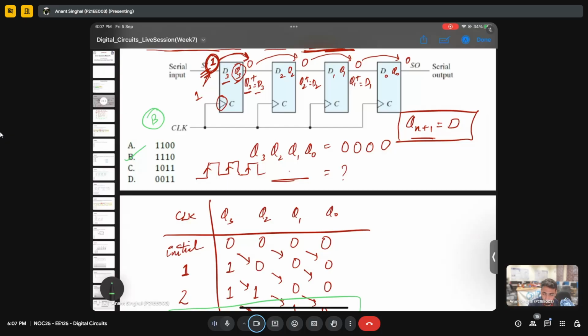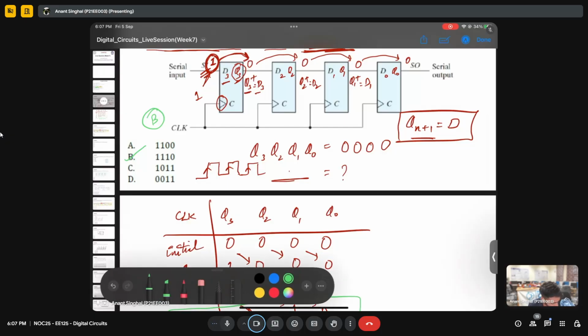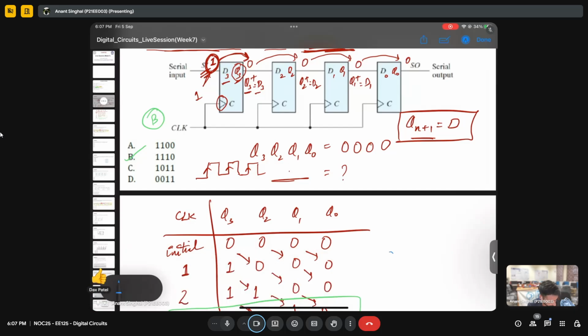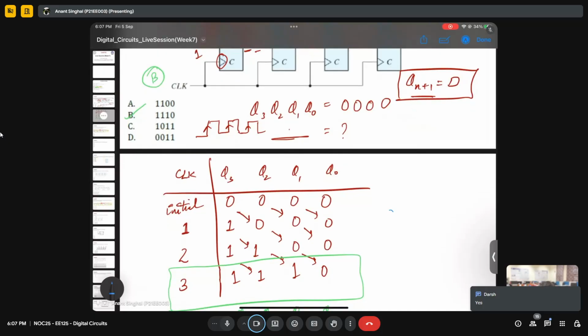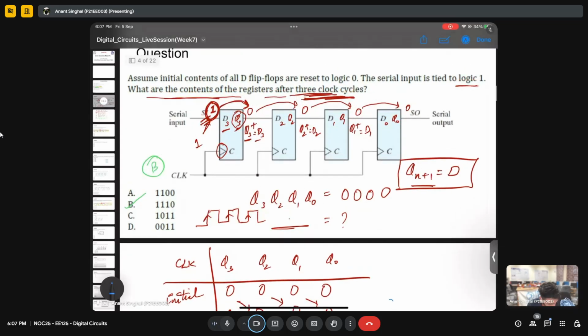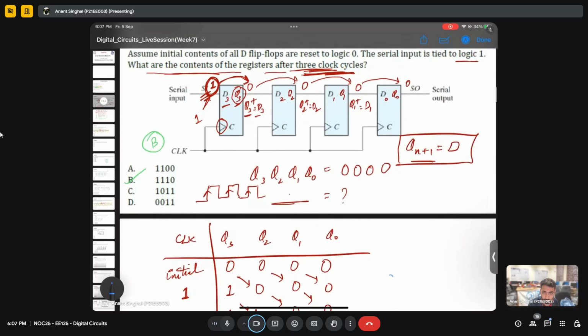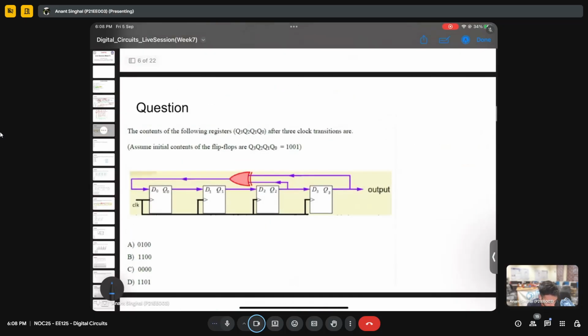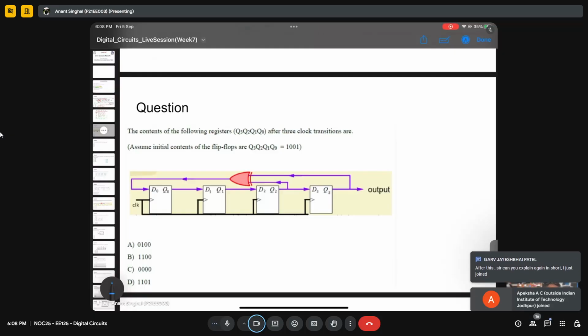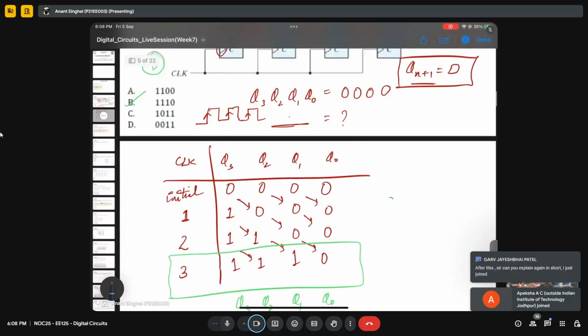Is the process clear to everyone? Yeah. So I think this was a simpler question. If this is clear, we will have some similar type of questions in this lecture. So if this is clear, let's try this out. This is exactly a similar circuit. Okay, I'll explain again.